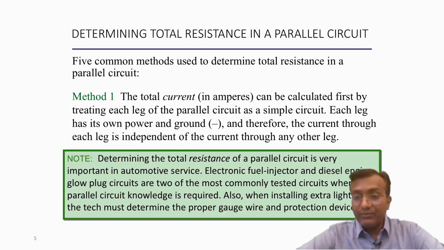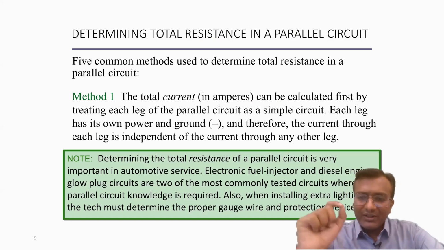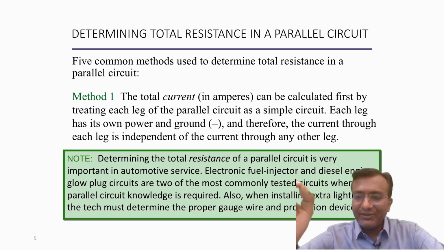Now we have to find the equivalent resistance of a parallel circuit. As we have seen in the laws, the equivalent resistance of a parallel circuit is always less than the smallest individual resistance in the circuit. Now there are certain methods, so first we will see method number 1.